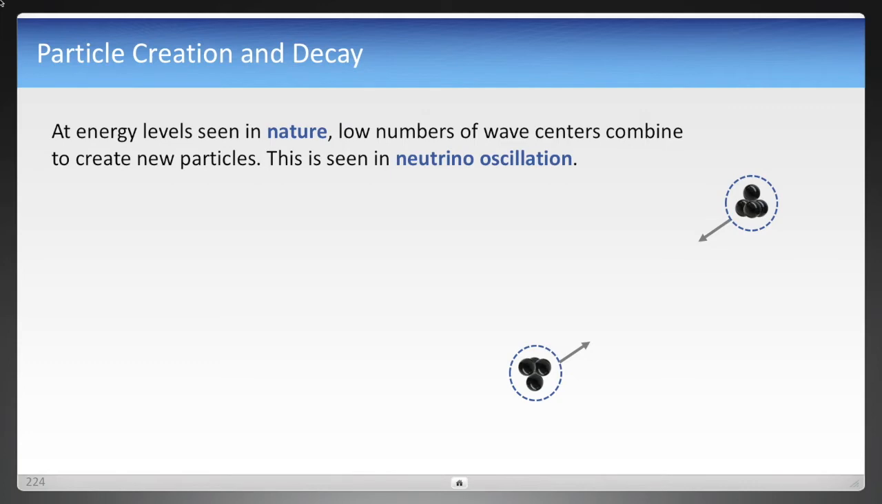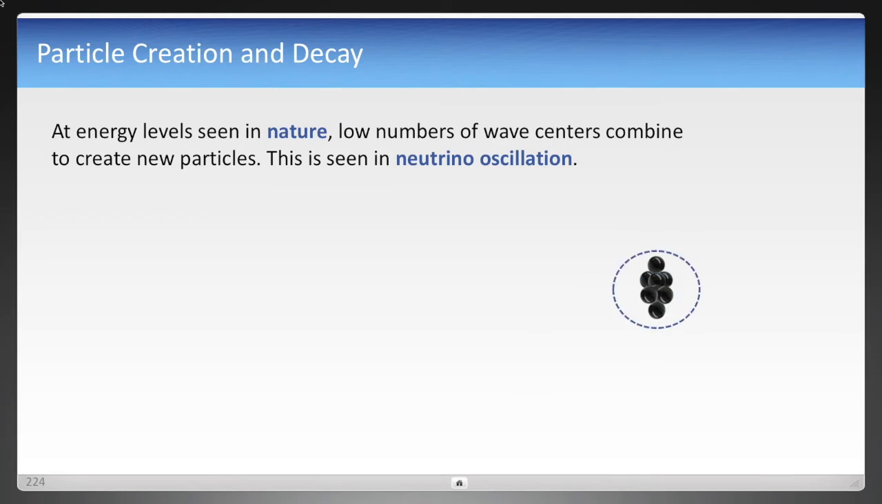Now, in nature, which is going to be lower energies compared to what happens at particle accelerators like CERN, this is seen in neutrino oscillation. As neutrinos come from the sun to Earth, it's called oscillation, where they can form larger neutrinos. Well, how? That's never been explained, but here this model makes a lot of sense. As they combine, they can create new particles.